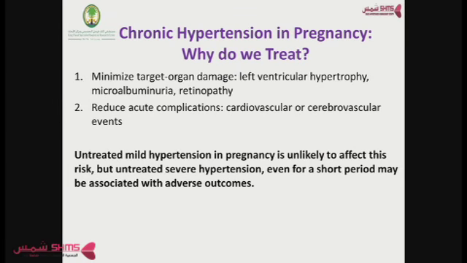So why do we treat hypertension? Obviously, you are the experts in the treatment of hypertension. We treat it to prevent long-term end organ damage.